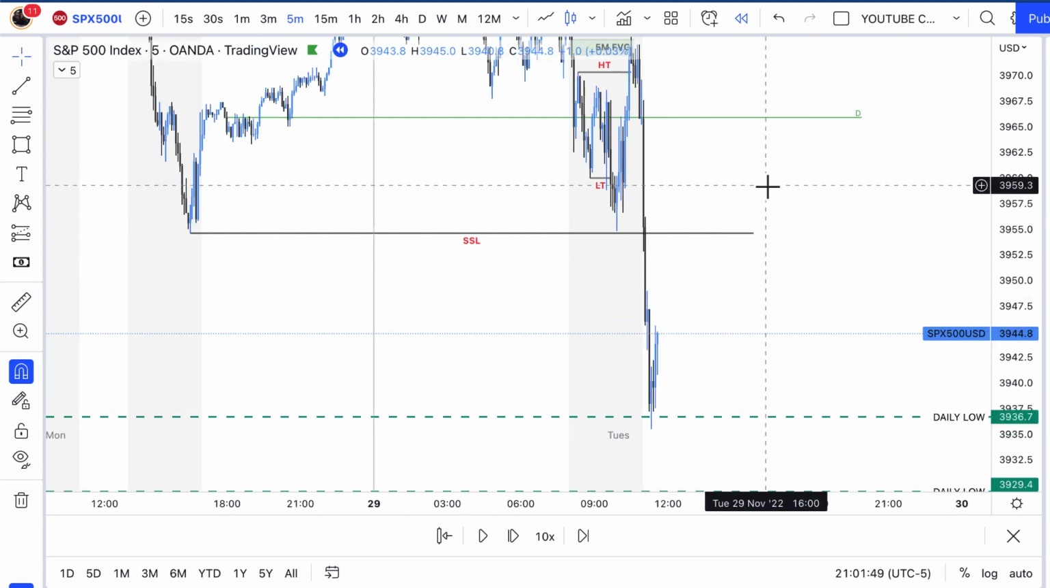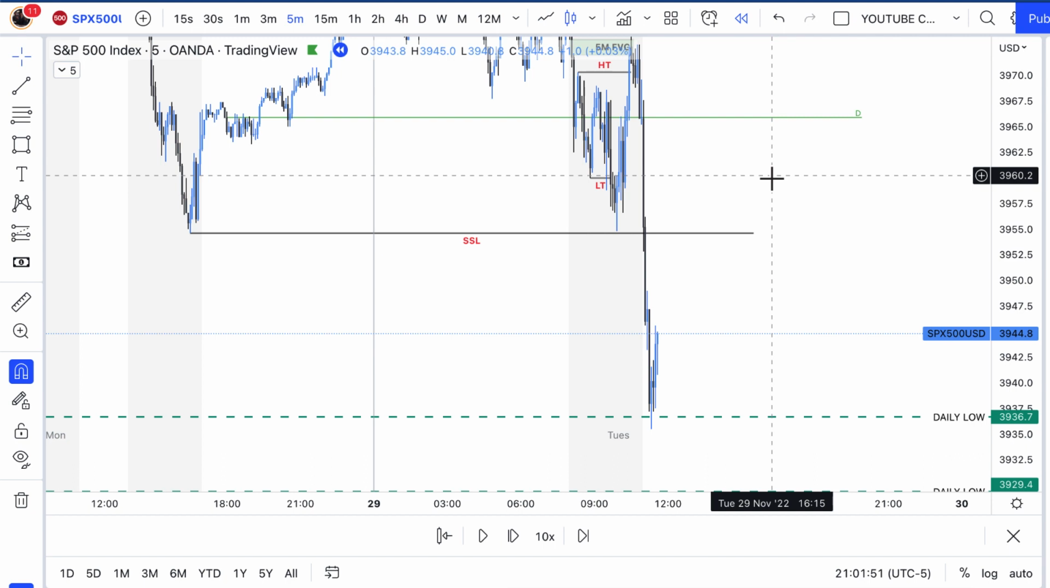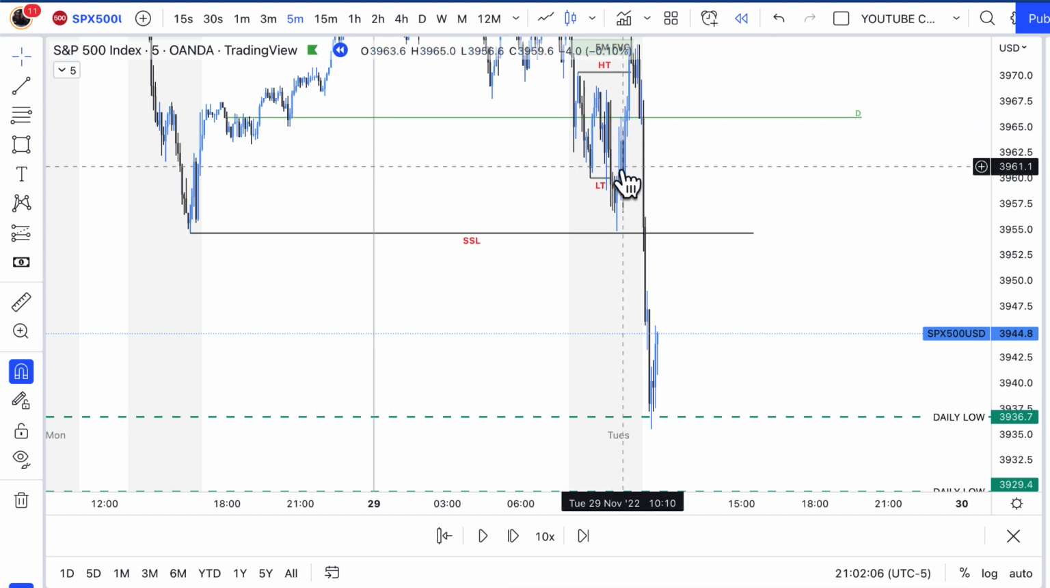So this is not luck. This happens every day, every week. Again, if you start looking for those daily highs and daily lows and mark those, you're going to notice that when the market is near those, it has the tendency to attack them. So that's an easy way for you to determine your daily bias.